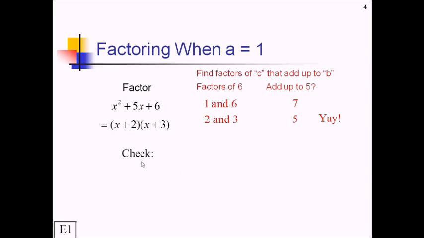Now, if you want, you can check your answer by multiplying the factors back out. So foiling this, we've got x squared, 3x, inners gives us 2x, lasts is 6. Middle terms combine to give us the 5x.